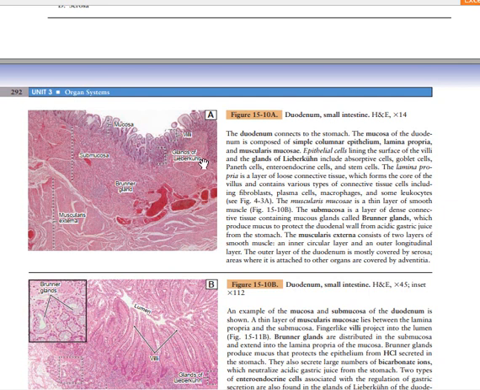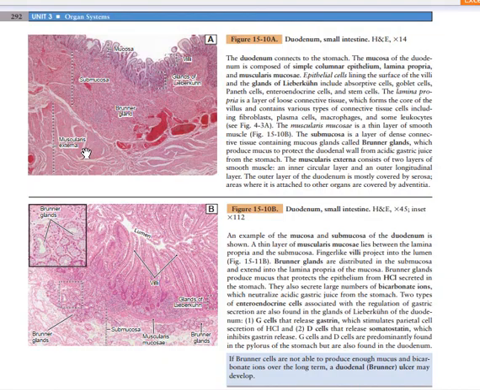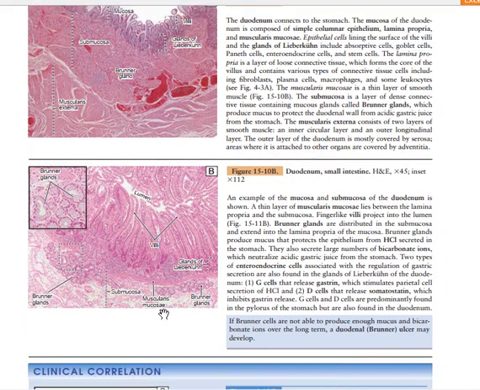Then you have the submucosa. In the submucosa now, we have the Brunner's gland, and the Brunner's gland produces mucus to protect the duodenal wall from gastric juice. Is it clear? Because the gastric juice has a pH which is very acidic. So it has both the glands of the duodenum and the Brunner's gland to prevent it from being affected by the excessive secretion from the gastric juice. Is it clear? And then underneath it, you have the muscularis externa and then the serosa.